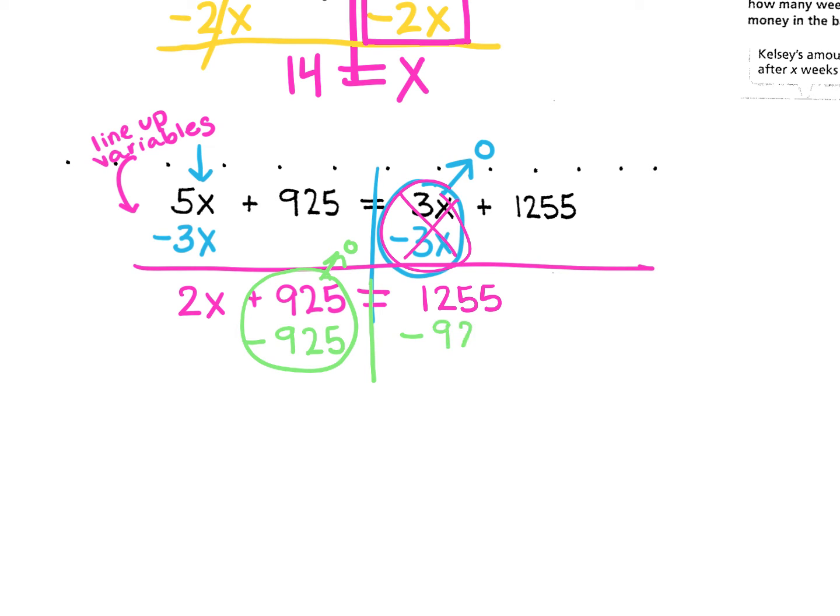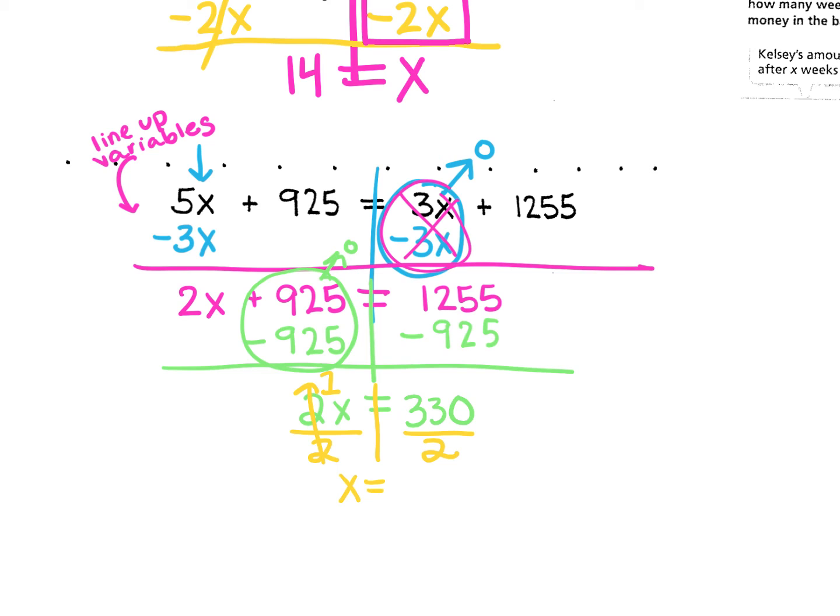Whatever I do on one side, I have to do it on the other side as well. So all I have left on the left is 2x. Again, my equal sign stays right here in the line. 1255 minus 925 is 330. Oops, not 333, 330. One more step to go. I'm going to divide by 2 on both sides of the equation because I got a 2 there. So this becomes x is equal to 165.